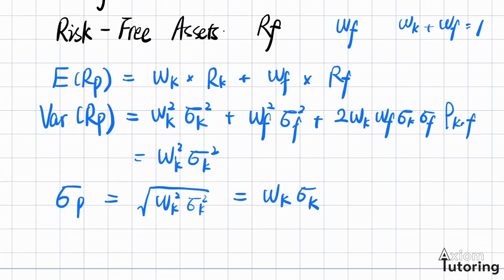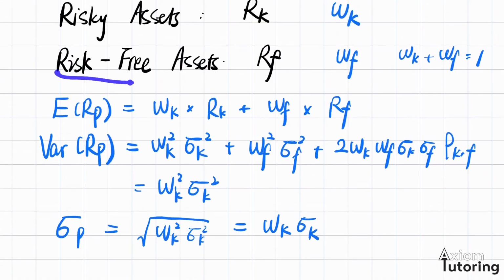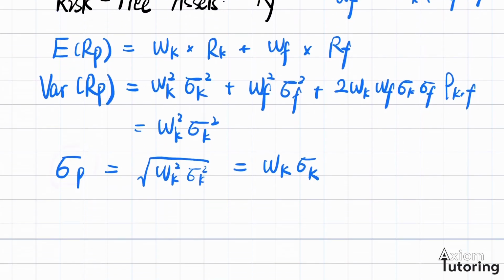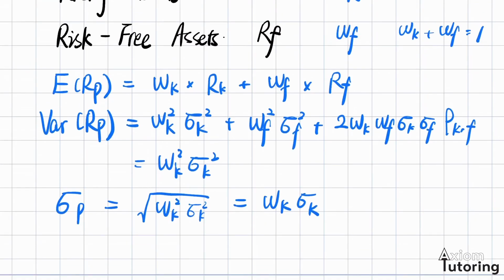Intuitively, because we're combining something that is risk-free, the risk of the whole portfolio should only be relevant to the risky asset part, and the amount of risk is proportional to how much risky asset you have in the portfolio. So this will be WK, the weight of the risky assets, multiplied by sigma K, which is the risk of your risky assets here, and it has nothing to do with the risk-free asset's return or its risk, which is 0.